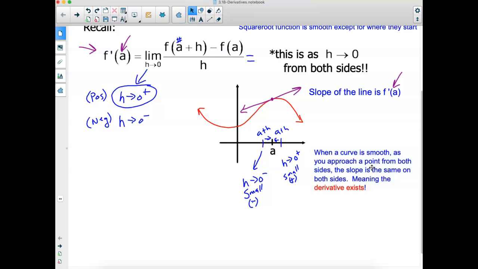And one thing to keep in mind, when a curve is smooth like a polynomial, as I'm approaching a from the right side, and as I'm approaching a from the left side, because I'm taking this special limit for the derivative, if the right side and the left side limits are the same, that means it's approaching the same slope on both sides, which means the derivative exists because the two-sided limit would exist. And that's kind of confusing.